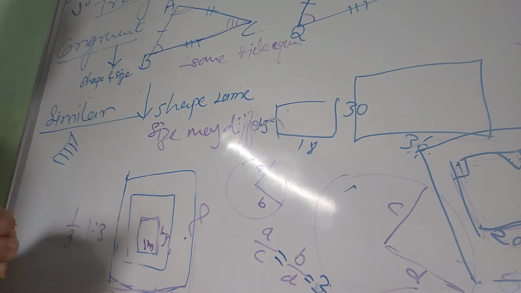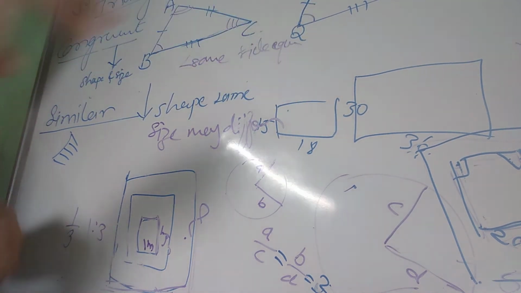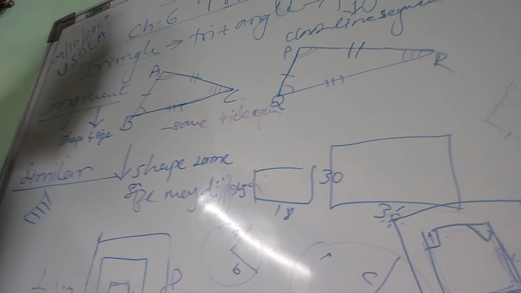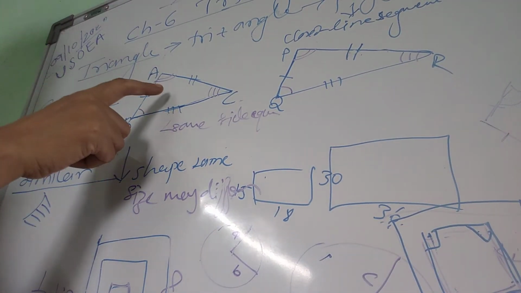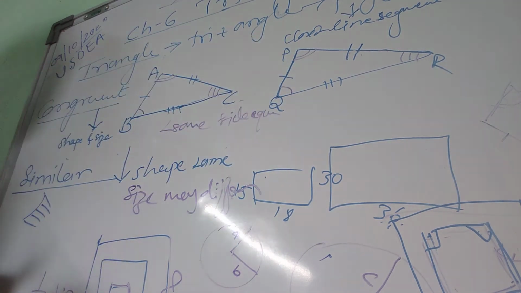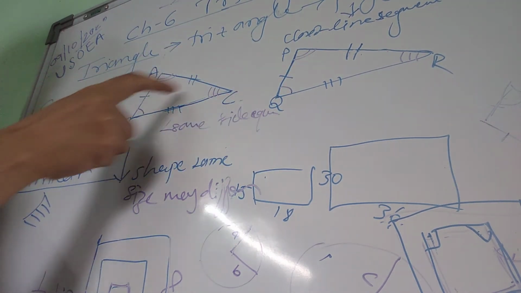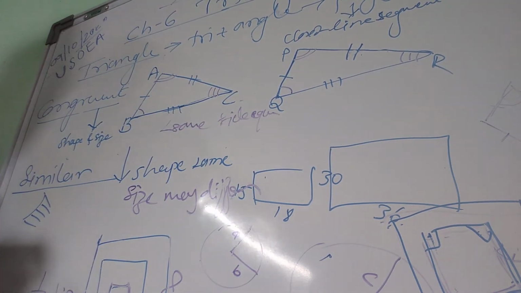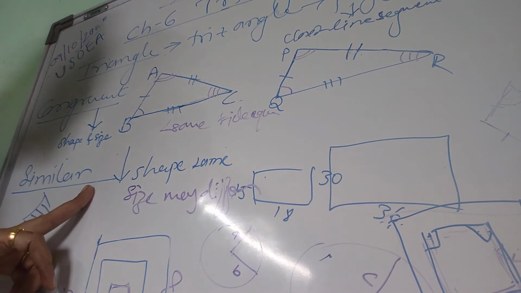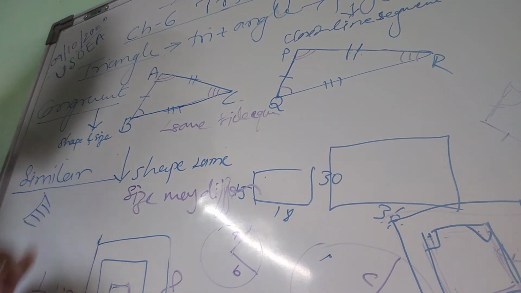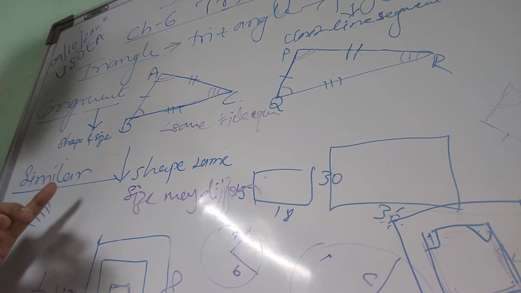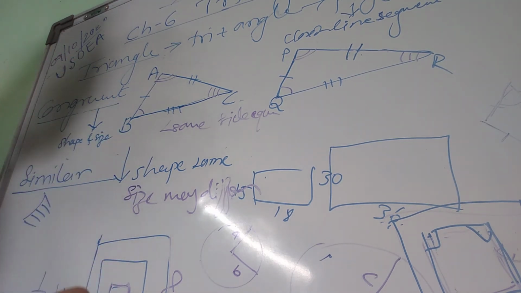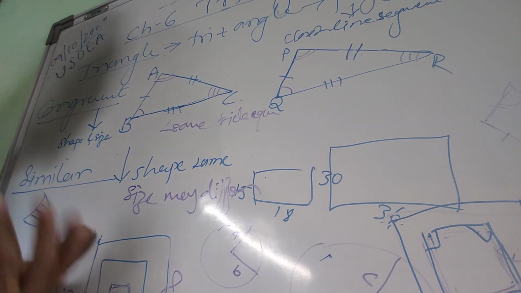Here we have seen two triangles are congruent when their angles are equal and their sides are also equal. But what is the similarity condition? For similarity, two polygons will be similar when their angles are equal and sides are proportional.